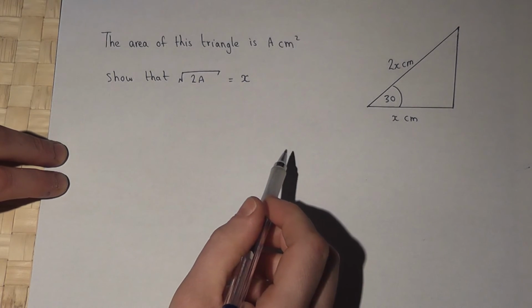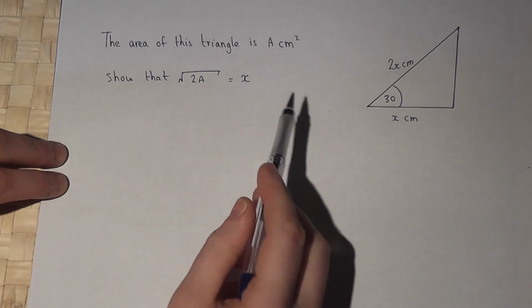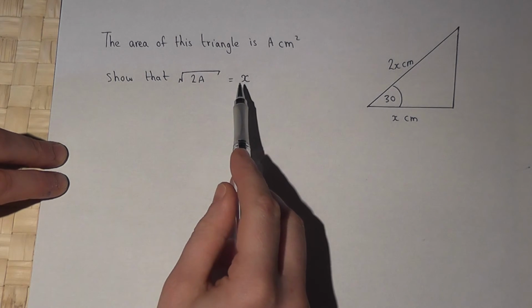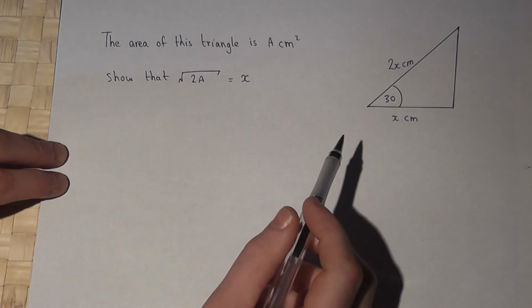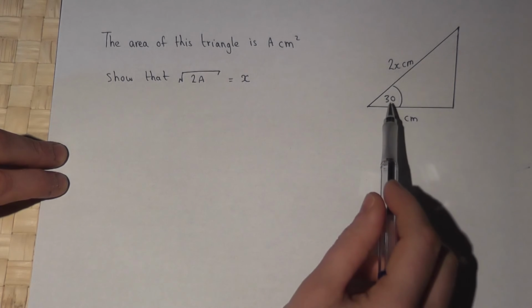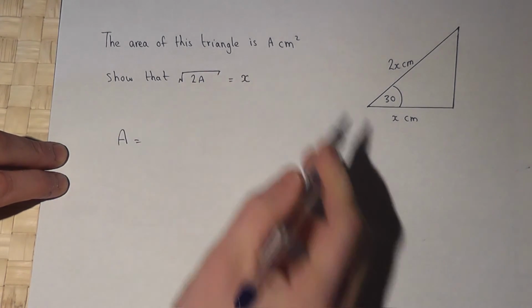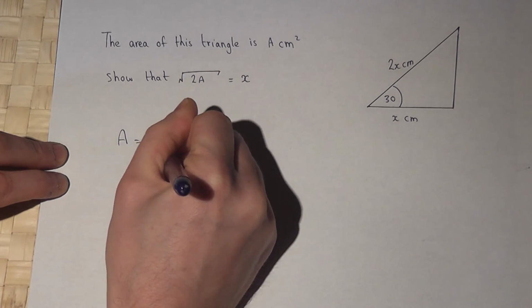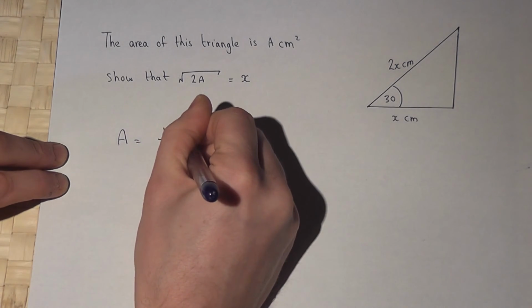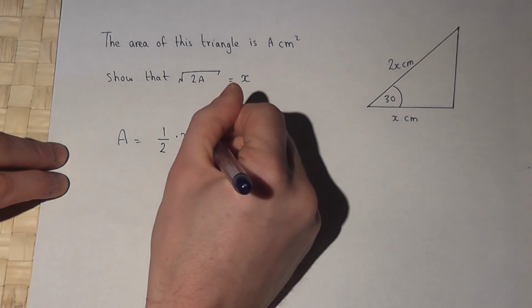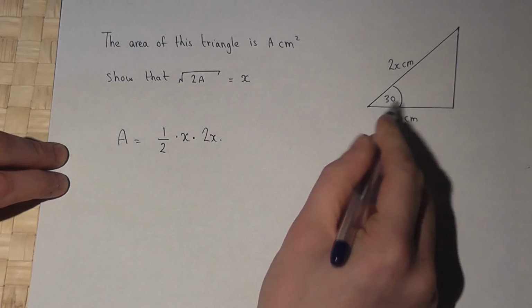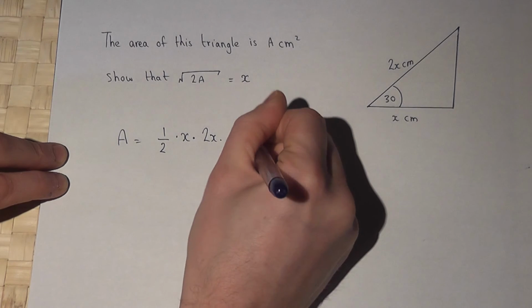This question asks us to find the relationship between the area of a triangle and x. Now we know that if we know two sides and an angle, then the area, which we'll call A, is a half this side, which is x, times this side, which is 2x, times sine of the angle.